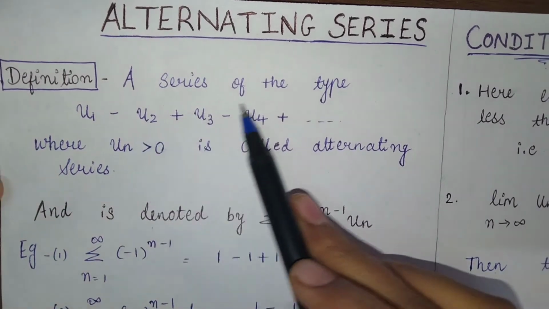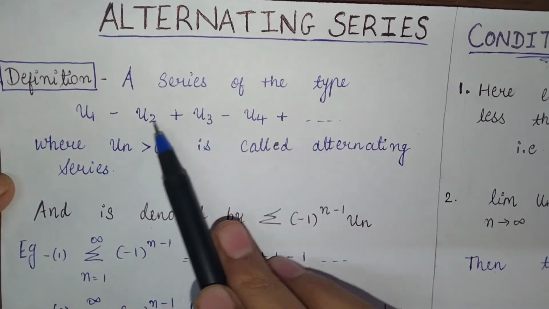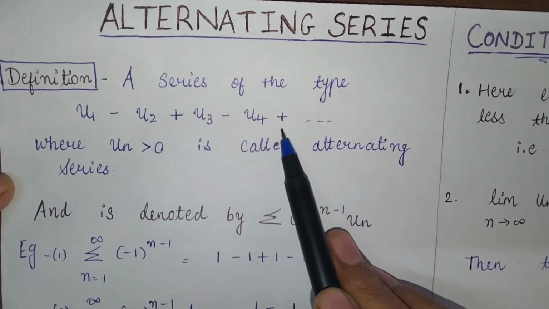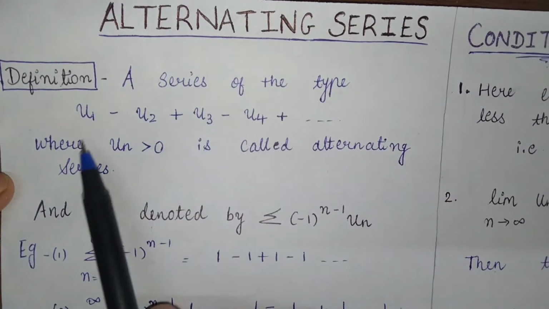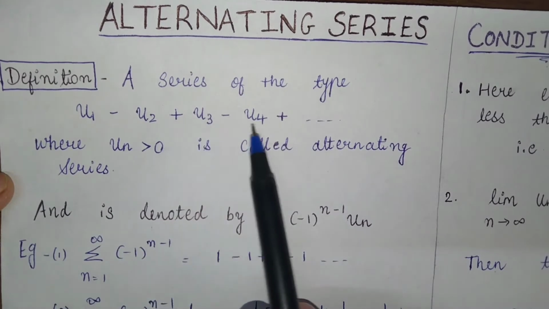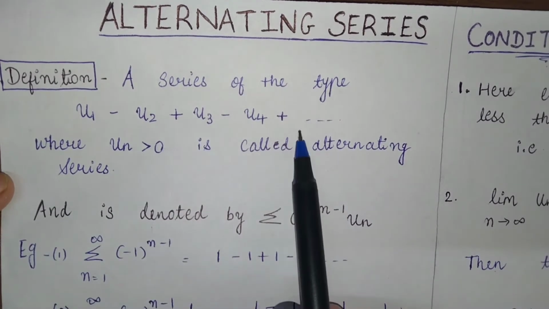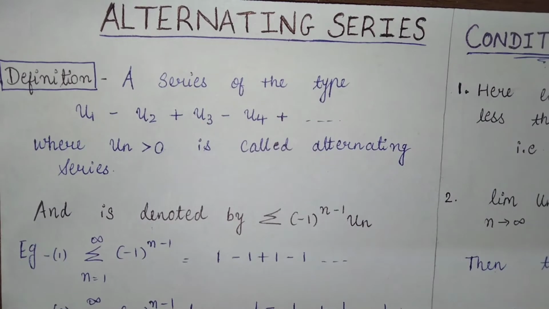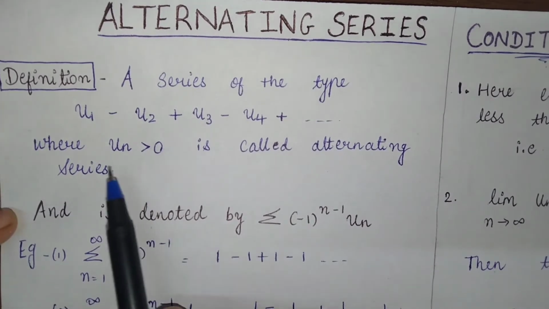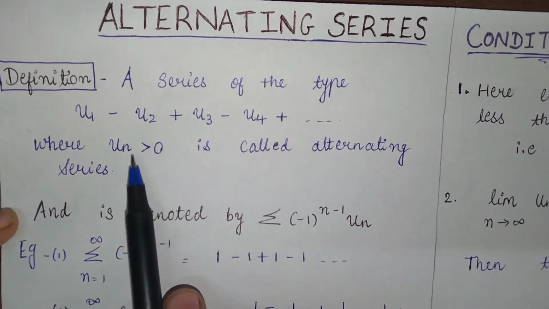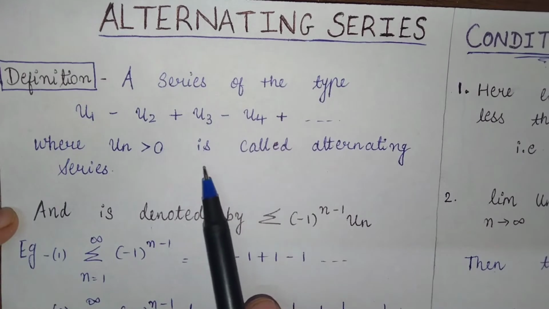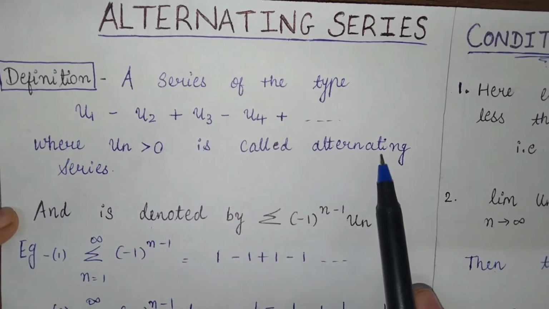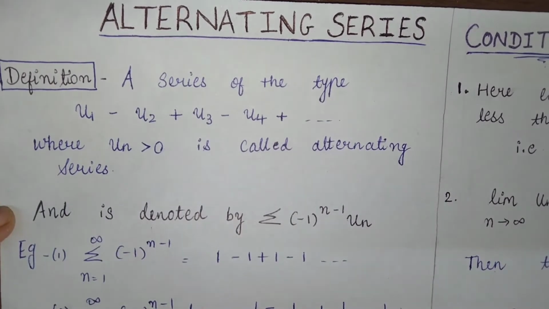A series of the type u1 minus u2 plus u3 minus u4 plus and so on means, as the name suggests, one is minus, one is plus, one is minus, one is plus. Such type of series are called alternating series. And here all the terms are greater than 0. That means all the terms are positive.